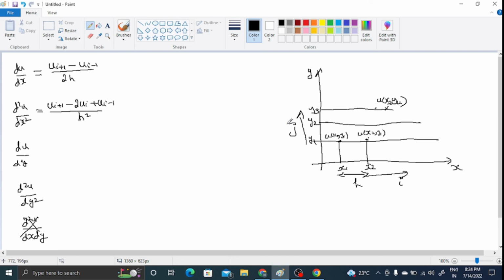Similarly, for the difference between the adjacent y values, we can use k to represent it, that is y2 minus y1 equal to k, y3 minus y2 equal to k, etc. So please note, x2 minus x1 equal to h. Similarly, y2 minus y1 is equal to k. It means h is the period of x and k is the period of y.